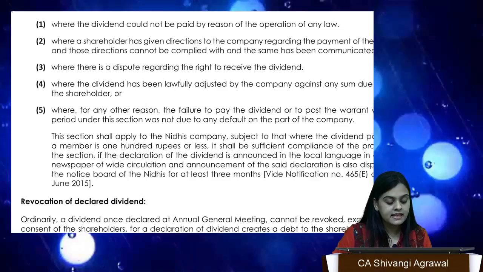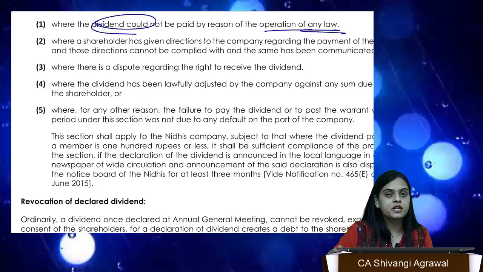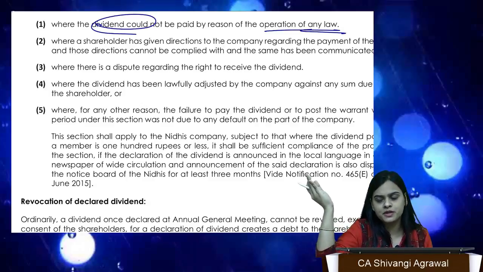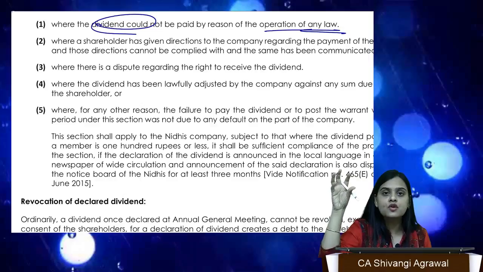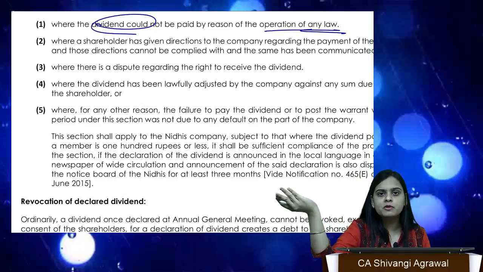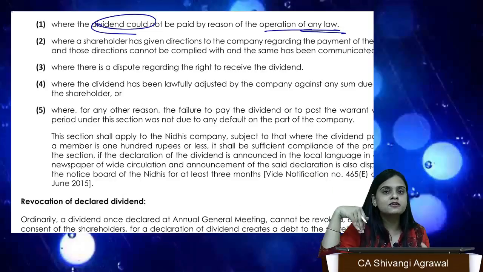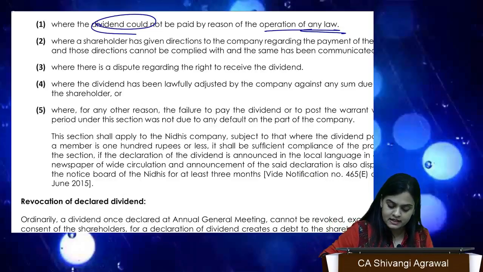Certain exceptions mean, in these cases, the company or the officer in default will not be liable. Why? Because the dividend could not be declared because of operation of any law. What do you mean by operation of any law? Supposedly there is a foreign company, and you have to pay dividend to the foreign company, and the laws of FEMA do not permit you to do the same. Well, you will not be able to pay dividend. So in this case, it is not the fault of the company for non-payment. So in such a case, the company will not be held liable.